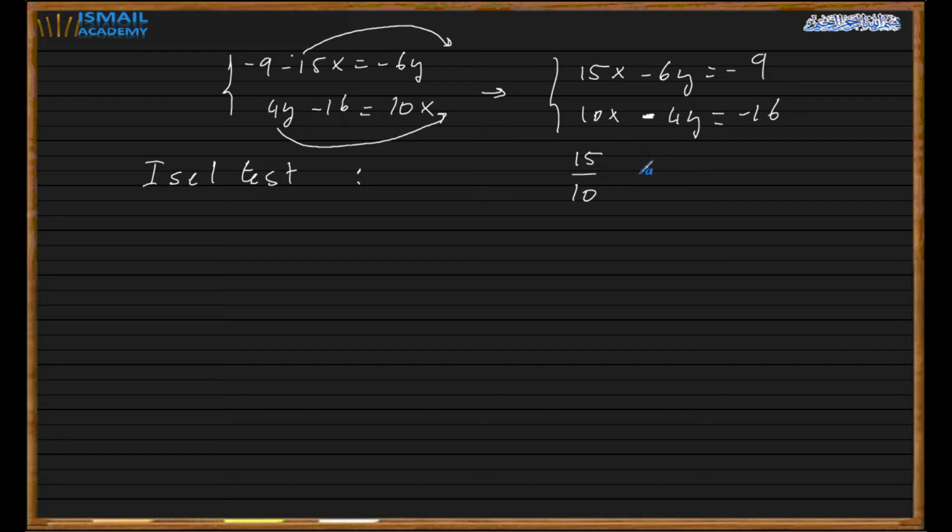So now I do my Isel test. Here I will have minus 6 over minus 4. If I simplify, I will have 3 half. And here if I simplify, I will have 3 half. They are equal, so I'm gonna check the ratio of the result. Minus 9 over minus 16, which is 9 over 16. It's different, which means the system is an inconsistent system and there is no solution. So this is inconsistent.